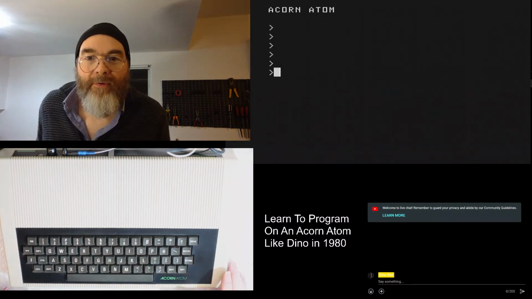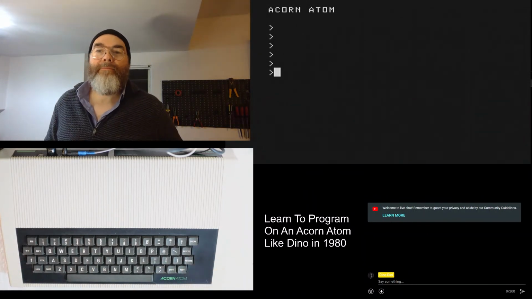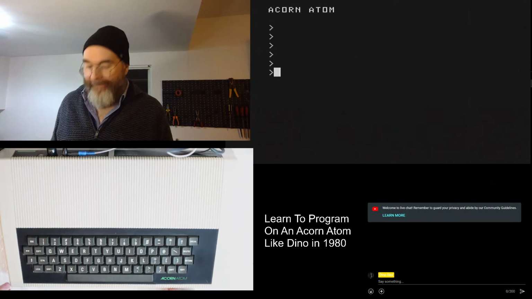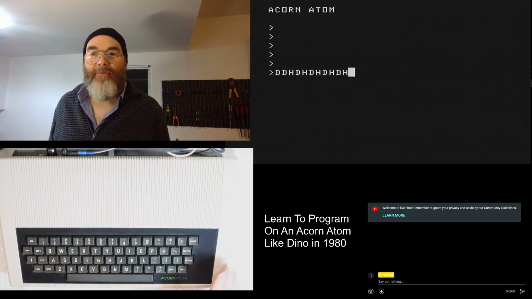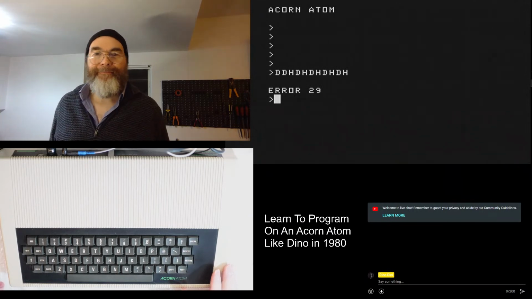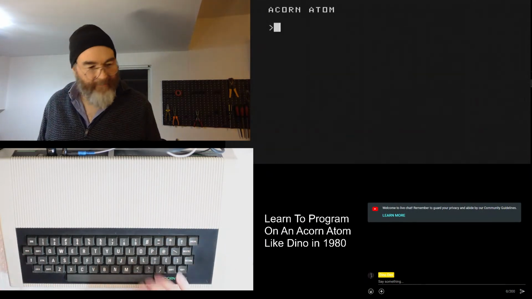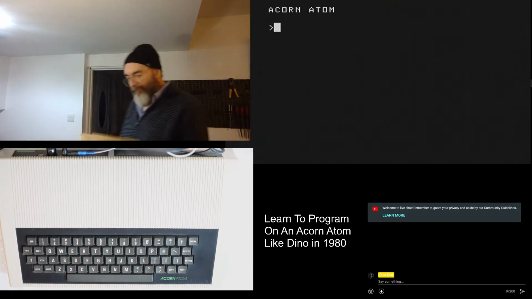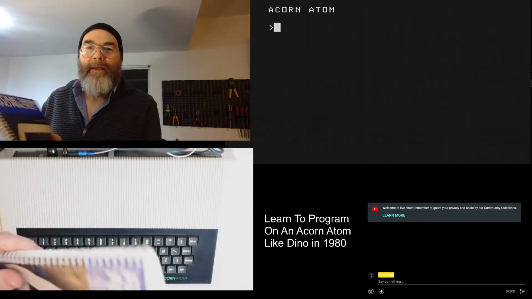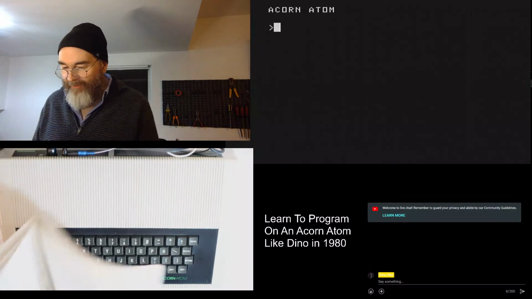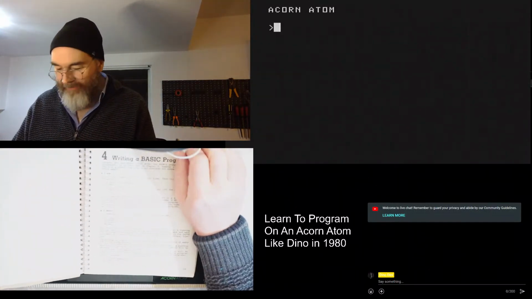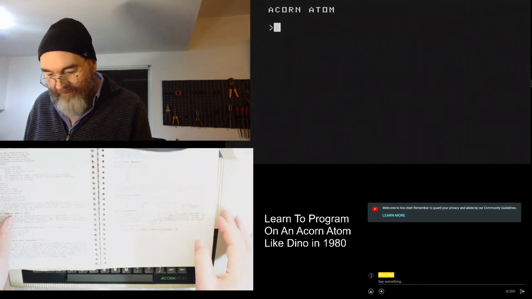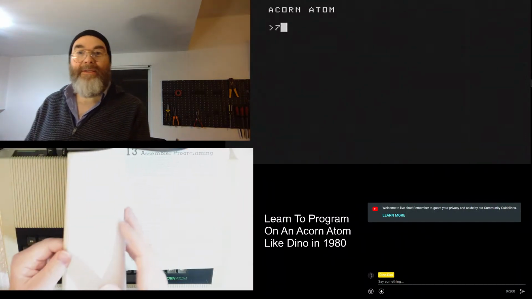Streaming setup. Let's see how we are doing. We have camera, Acorn Atom, chat. Nice. Acorn Atom theory and practice, and this is what I primarily use to learn programming. This setup here back in 1980.